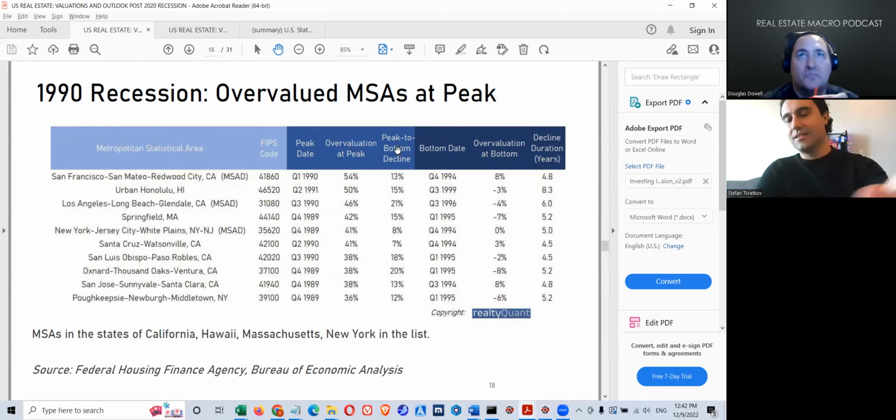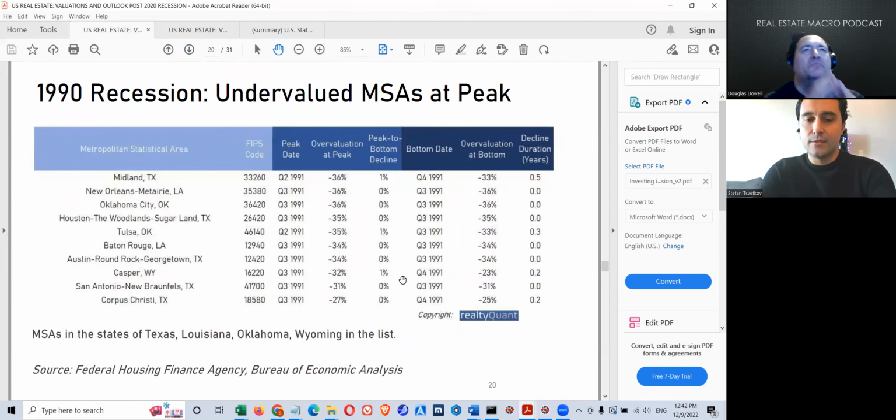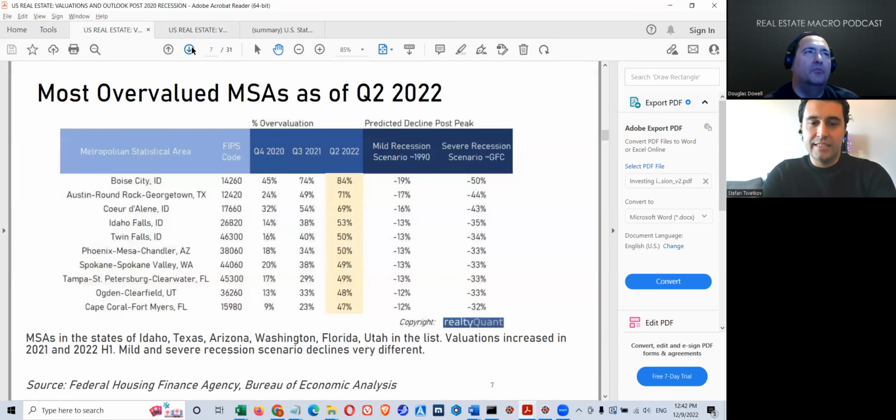And I use this in these kinds of presentations. So 1990s, very mild recession, but again, overall markets have some decline, not too big. And undervalued ones have almost no decline at all. So it's based on these previous recession studies. And yes, definitely, to a high correlation, bigger downside price risk in overvalued markets.